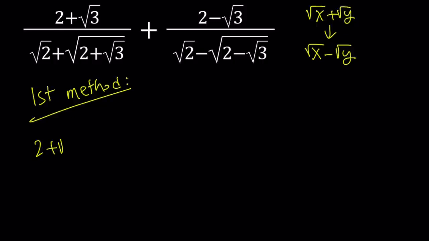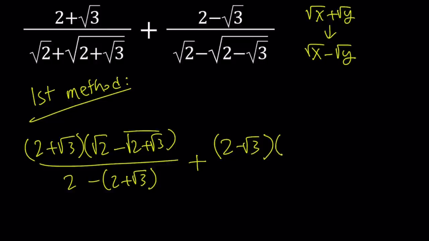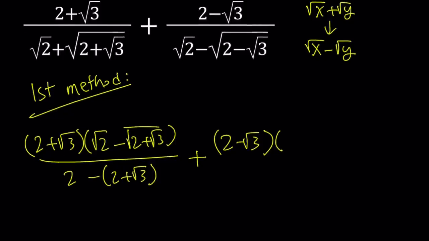We're going to multiply 2 plus root 3 by the conjugate of the denominator, which is root 2 minus root 2 plus root 3. And then the bottom one is just going to be, from difference of two squares, 2 minus 2 plus root 3. And then for the second one, we do the same thing, but we're not making a common denominator, don't get me wrong. We're just multiplying by the conjugates.